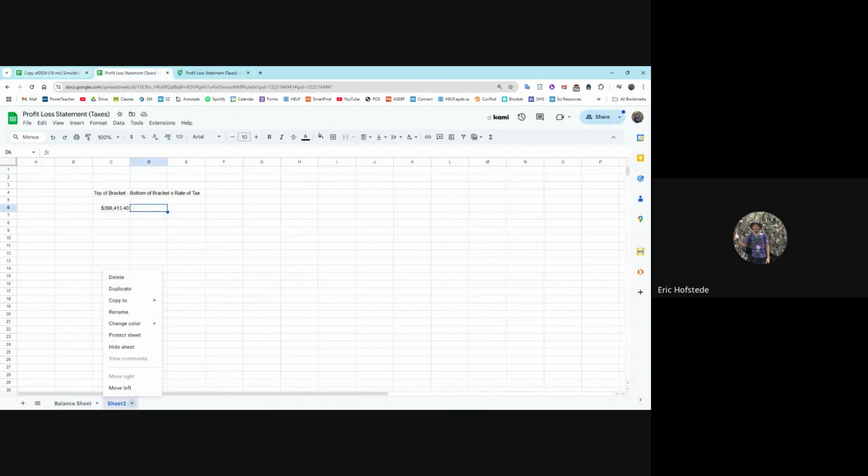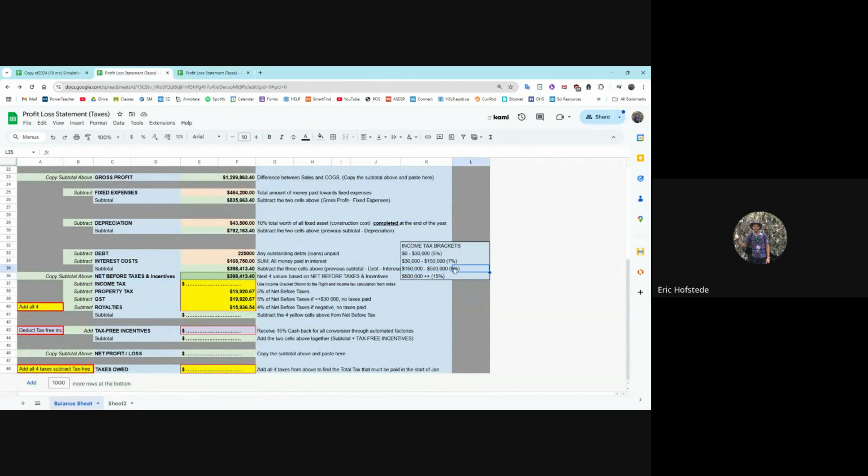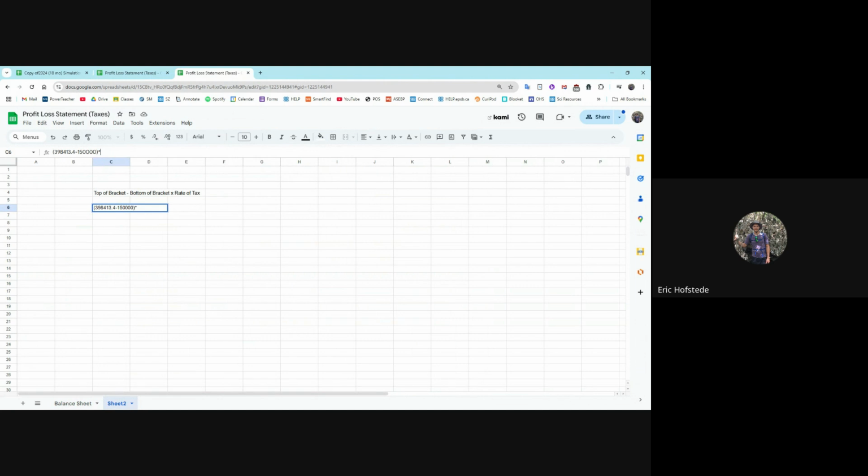So I'm going to take this number and subtract from it $150,000. All right. Then I need to multiply all of that by the tax rate for that bracket. And the tax rate for that bracket is 9%. And I want that as a decimal. So I need to multiply it by 9 divided by 100, or 0.09.